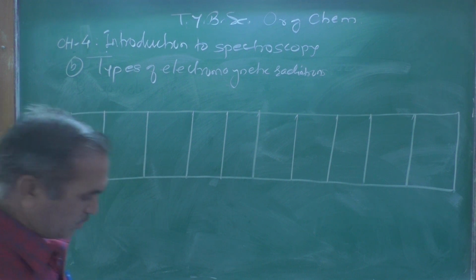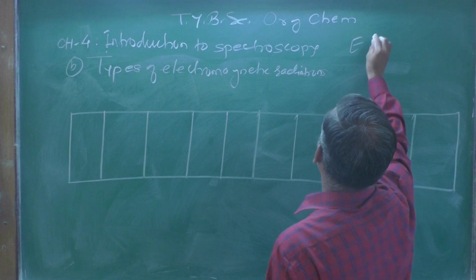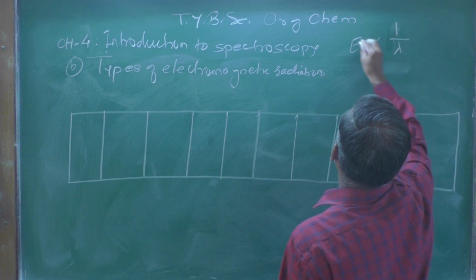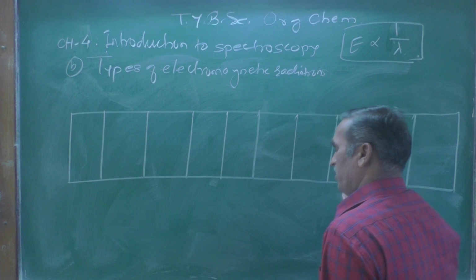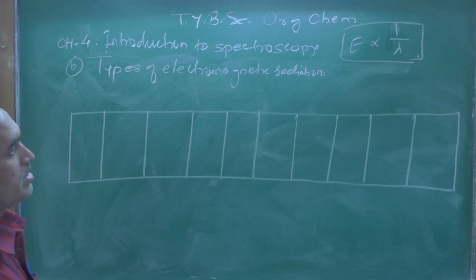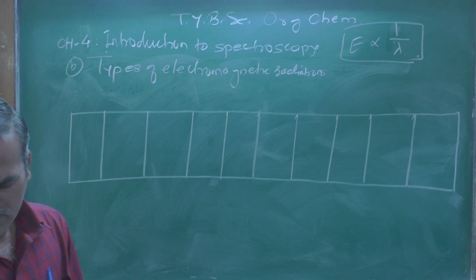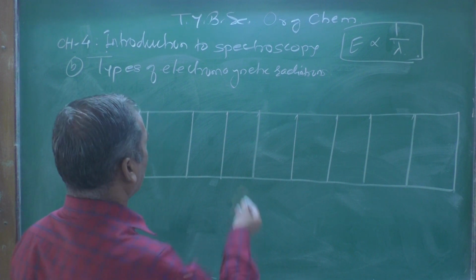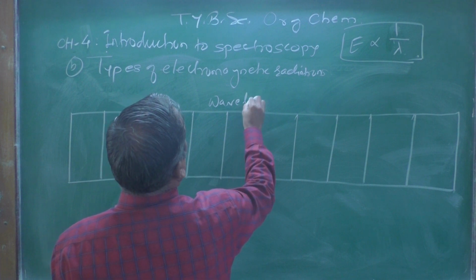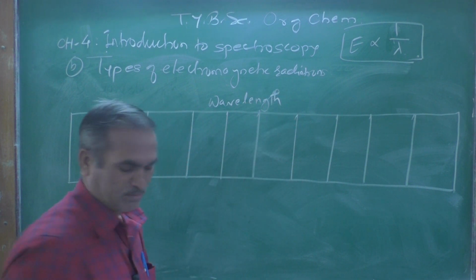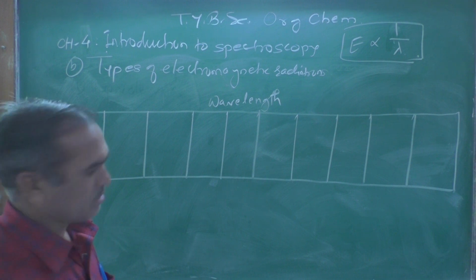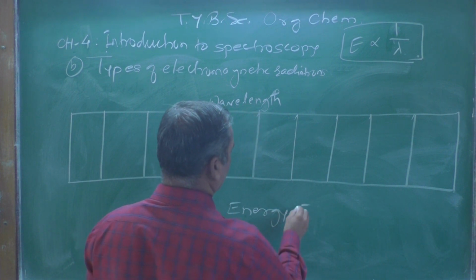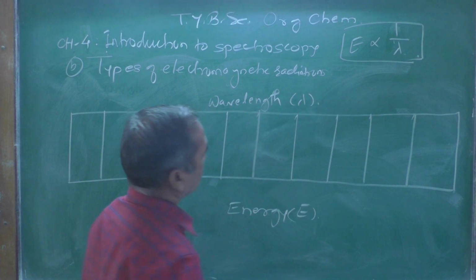Now, we know that energy and wavelength are inversely proportional to each other. This is a standard equation, remember: E is inversely proportional to wavelength. At the top I am showing the wavelength, and at the bottom side I am showing the energy, denoted by E, where lambda represents the wavelength.